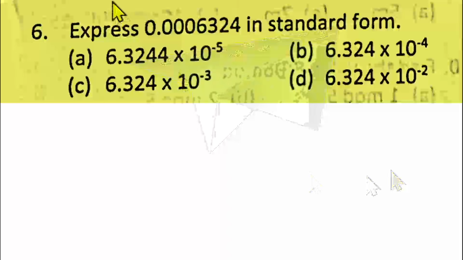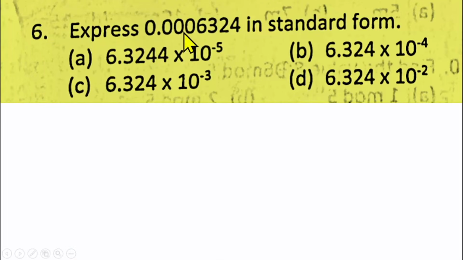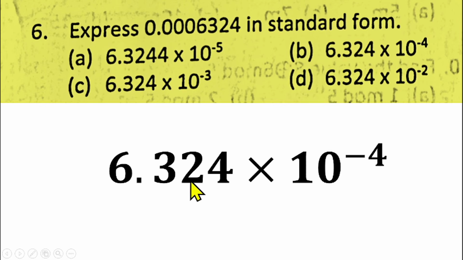Question number 6 is also from standard form. You have to express this decimal number in standard form. So you have to move the decimal point in between 6 and 3. So we move it 1, 2, 3, 4. That will give us 6.324 times 10 raised to power 4. Sorry, minus 4 rather, not 4. So that should give us 6.324 times 10 raised to power minus 4, which is option B for question number 6.